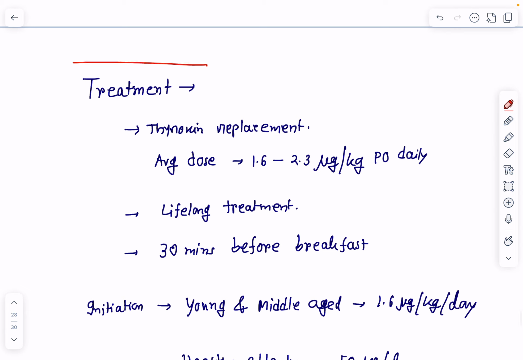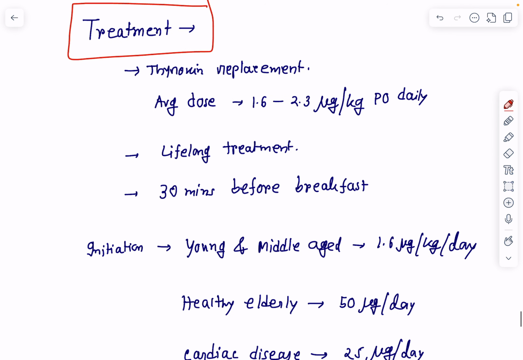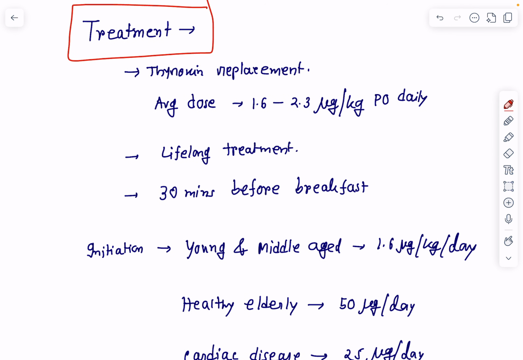Lastly, coming to the most important part, that is treatment. So how do you treat such patients? Thyroxine remains the drug of choice, so we need to supplement thyroxine. We need to give thyroxine replacement. What is the dose of thyroxine replacement? The average dose of thyroxine replacement is 1.6 to 2.3 microgram per kg orally daily.